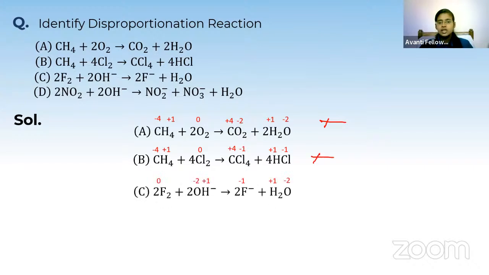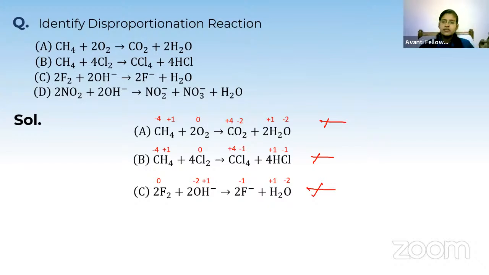If you look into option C, here we have fluorine going from 0 to -1, and oxygen going from -2 to -2, and hydrogen from +1 to +1. So the oxidation state remains same for oxygen and hydrogen, but the fluorine is undergoing only the reduction, not the oxidation. So it is also not the answer. The fluorine containing compounds will not fall under this category at all.